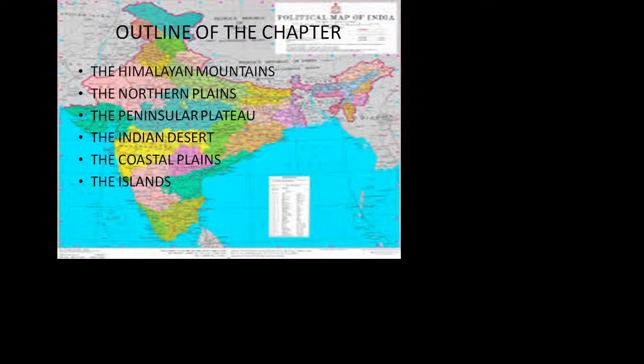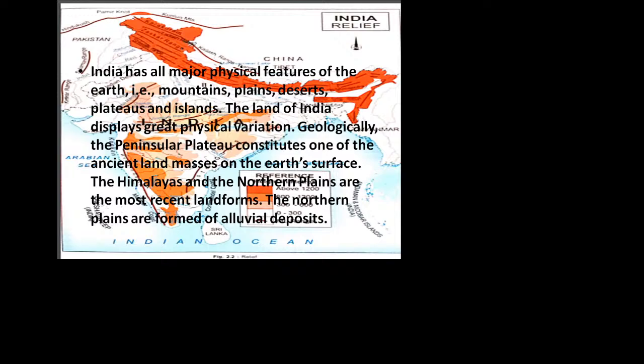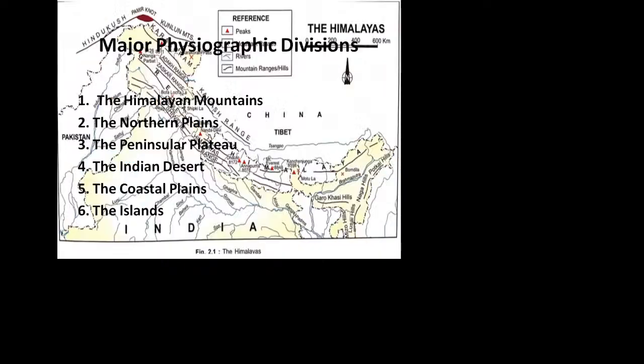The outlines of the chapter are the Himalayan mountains, the northern plains, the peninsular plateau, the Indian desert, the coastal plains, and the islands. And as you know, children, India has all major physical features of the earth, that is, mountains, plains, deserts, plateaus, and islands. The land of India displays great physical variation. Geologically, the peninsular plateau constitutes one of the ancient land masses on the earth's surface. The Himalayas and the northern plains are the most recent land forms.